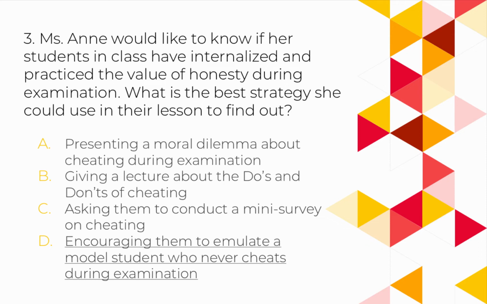Option A is presenting moral choices for the students to decide based on their moral reasoning. The strategy is not directly internalizing the value of honesty. Option B is also a strategy to internalize the value of honesty by presenting the do's and don'ts, but may not be the best, especially if the teacher giving the lecture is not credible or not consistent to the practice of the values that he or she would like the students to internalize, right? Doesn't walk the talk. The option C is a strategy to start the process of values analysis and not a way of direct internalization. So number 3 is D.